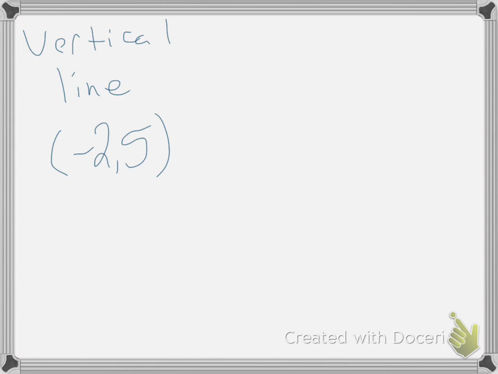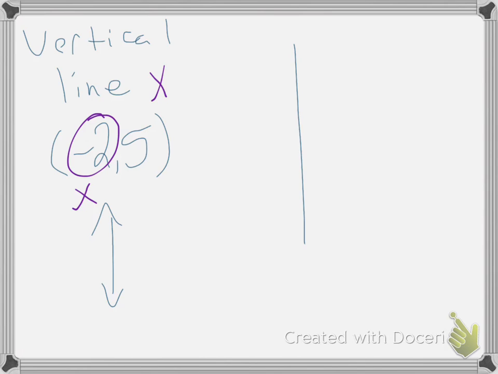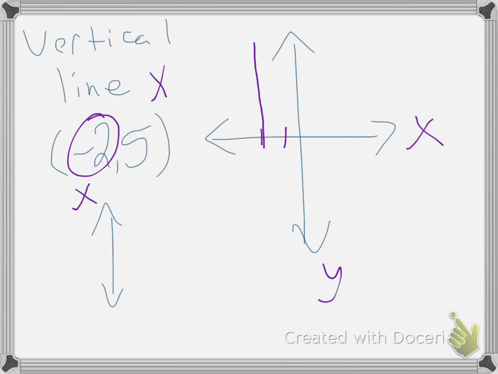The next one wants a vertical line at the same point, negative 2, 5, and vertical lines go up and down. Vertical lines want x. This is the x. So when we make a graph, we're on the x-axis, this one. We go to negative 1, negative 2, and make a line. Negative 2. x equals negative 2.